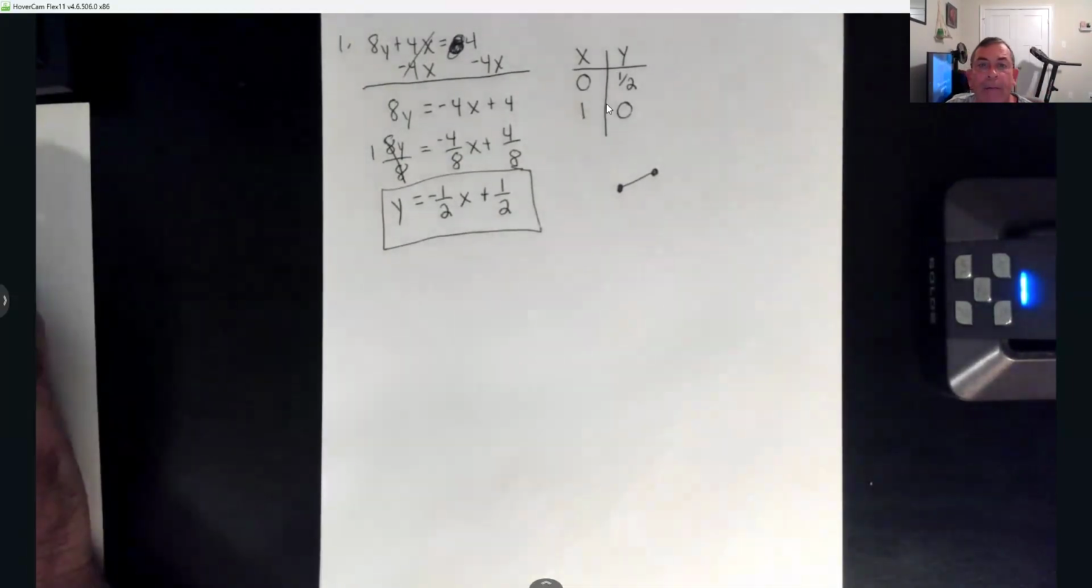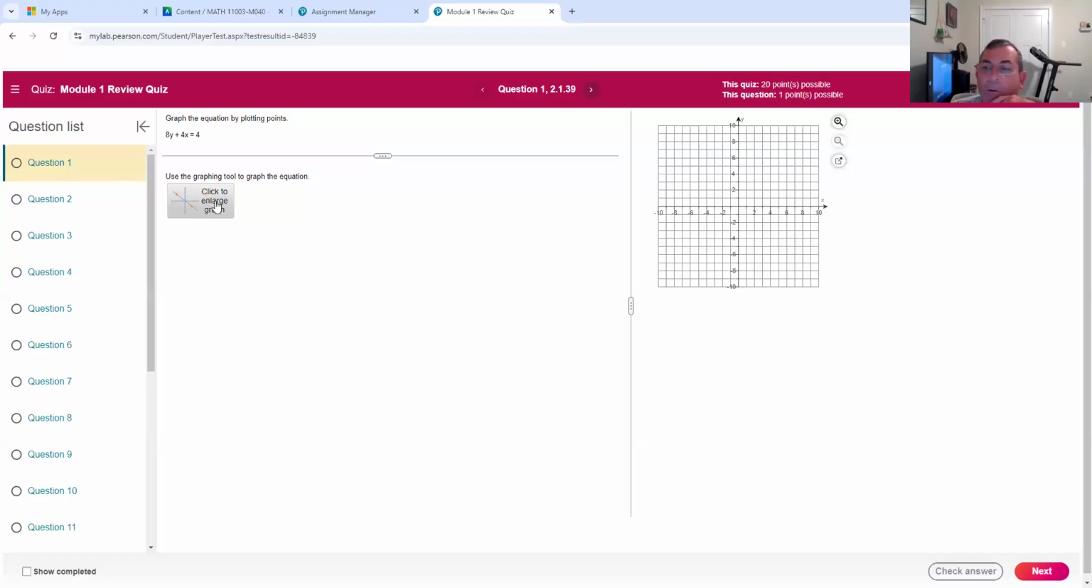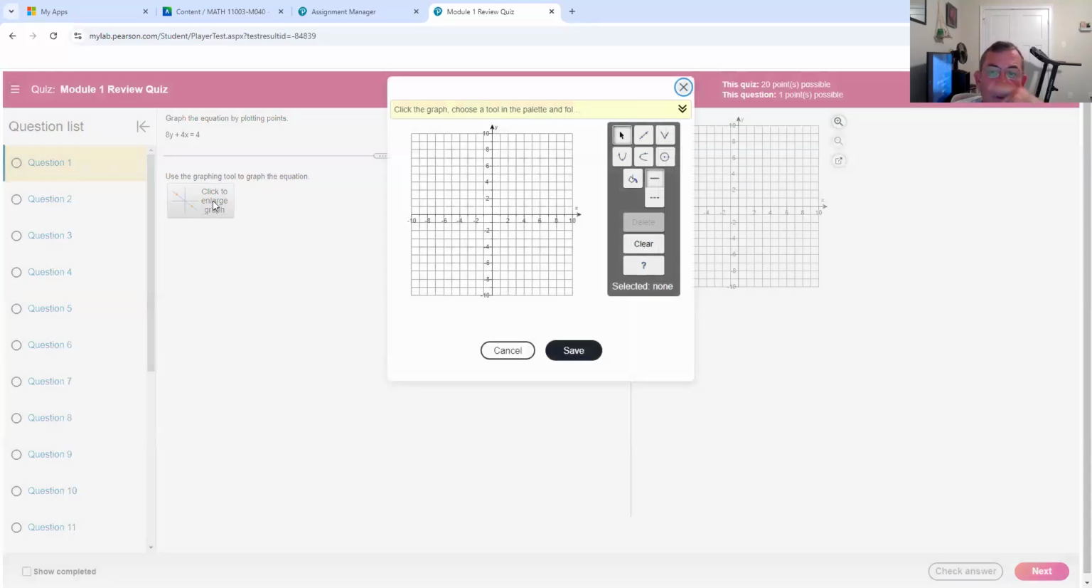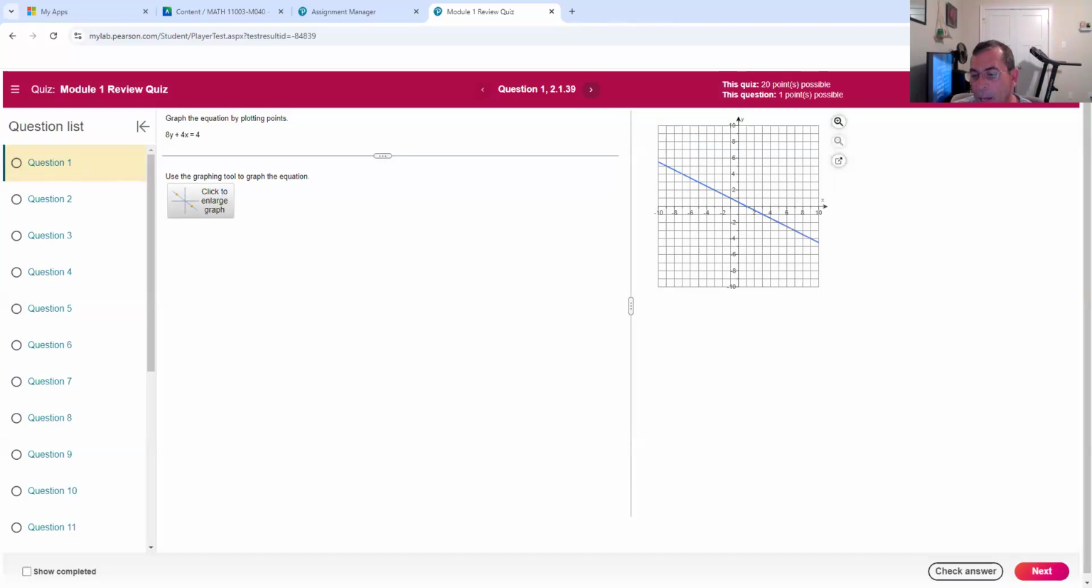So let me get us back to Math Lab. I'm going to click to enlarge my graph and choose the line tool. I had 0, 1/2. Starting at 0, you're barely going to go up; you're between 0 and 1, putting that first point at 0.5. My second point was right 1 and 0. You plot those 2 points, then save that and go to your next problem.